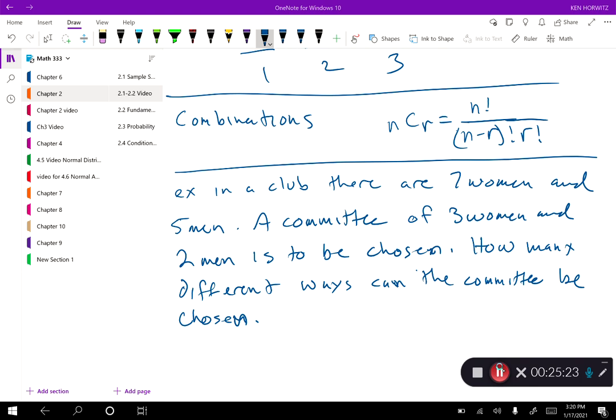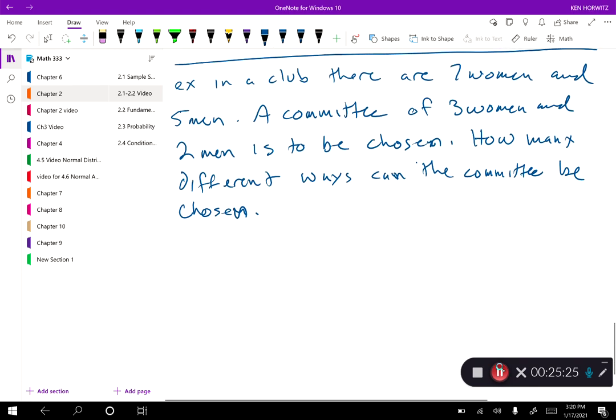All right, so the reason I know this is a combination is there's no hierarchy on this committee. We're just choosing people. You 3 women, you're on the committee. You 2 men, you're on the committee. There's no president, vice president, secretary. There's no leader. Everybody's equal. Therefore, the order does not matter, which means that we are using a combination.